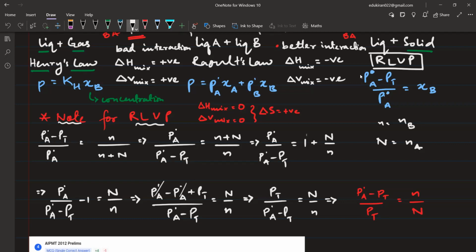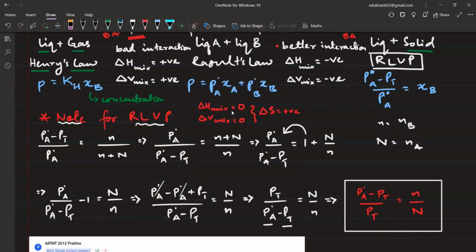Now moving on, I can bring this 1 towards the left hand side. It will become P naught A upon P naught A minus P total minus 1. Now when I take LCM, I will get P naught A as it is. P naught A minus 1 will be minus P naught A, minus P total minus 1 will be plus P total, divided by P naught A minus P total, that is the LCM here. Now P naught A minus P naught A will be cancelled, and I will get P total upon P naught A minus P total will be equal to capital N upon small n. And then I will flip it again and I will get this equation.